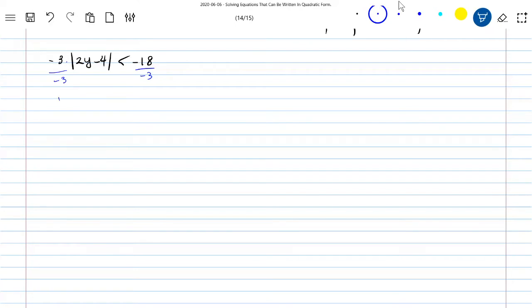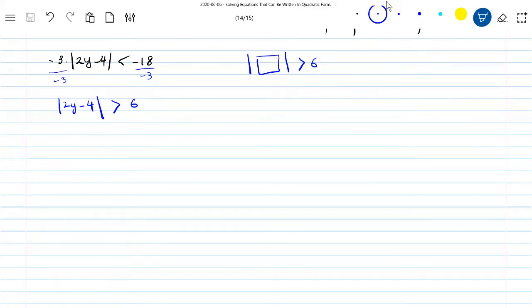What do I get? I get 2y minus 4. Since you divide by a negative number, flip the inequality, greater than 6. Again, you do not need to memorize. You can always look at this and say, whatever is inside the absolute value, I'm going to call it a number, call it a box or whatever. That box is supposed to be greater than 6. Whatever number you put in here has to be greater than 6. Or it could be a negative number, something like -10, because the absolute value of -10 is still greater than 6. It becomes +10, then it's greater than 6.